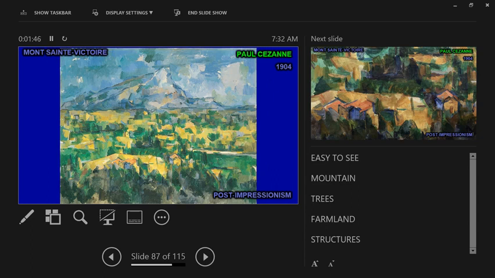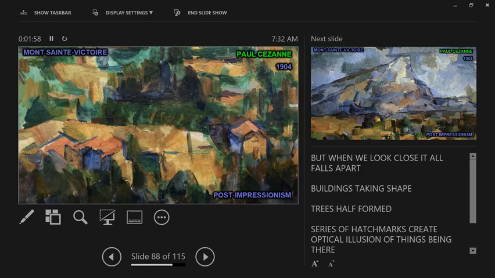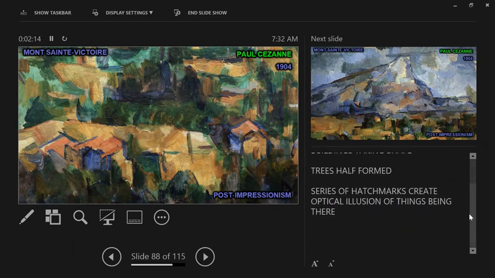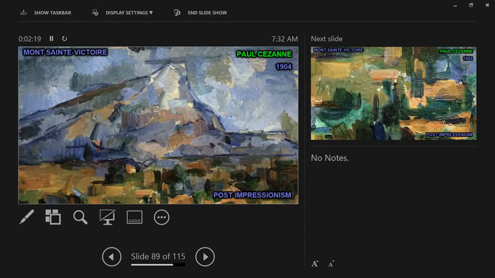So, it's easy to see what's going on in this picture. We have a mountain, we have trees, we have farmland, we have structures. However, it's the details that kind of fall apart as you look close. There's buildings taking shape, but they're not quite finished yet. And the trees are kind of half formed. It's a series of hash marks that create the optical illusion of things being there without putting in the details.